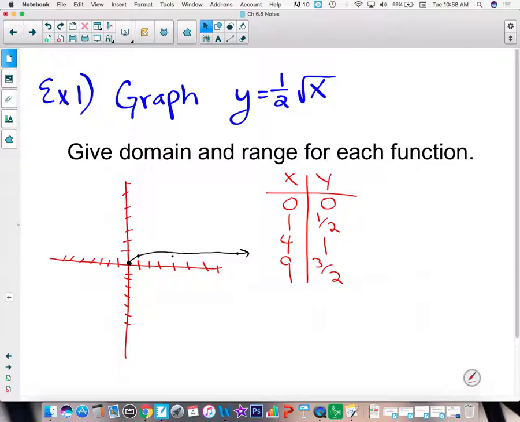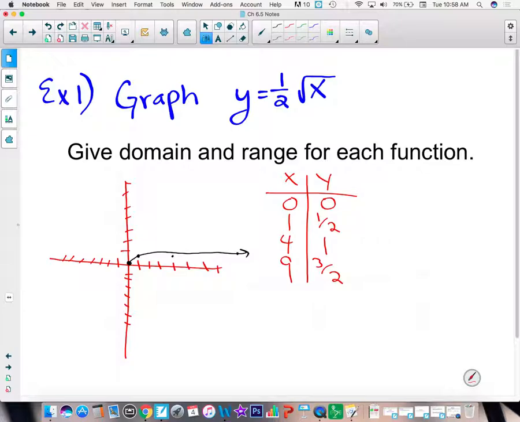Not too bad so far. With the XY chart, we just have to pick nice points. This is all we're doing today, graphing these. We're probably going to graph 2 more by hand, and then we're just going to look at Desmos.